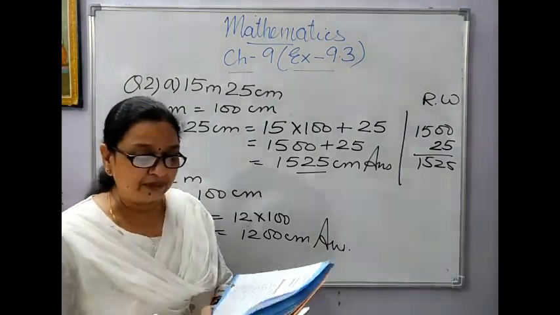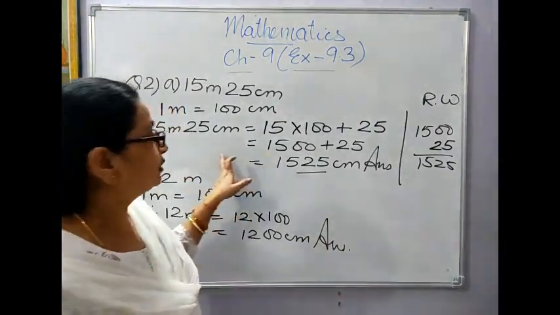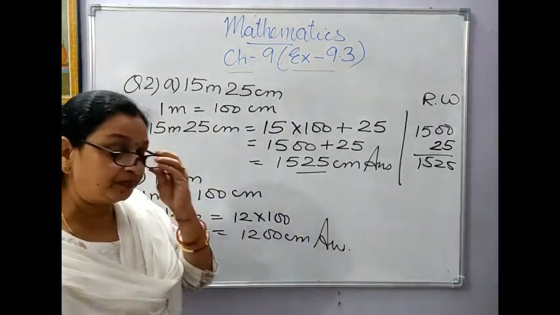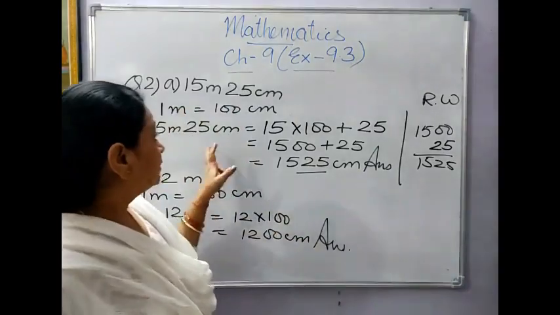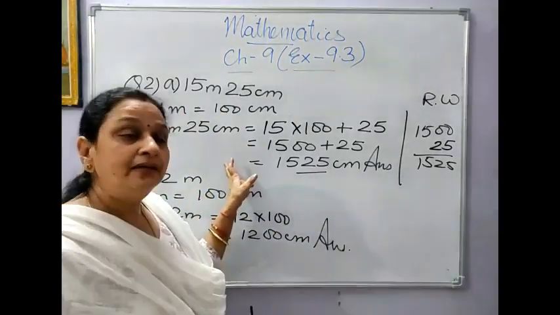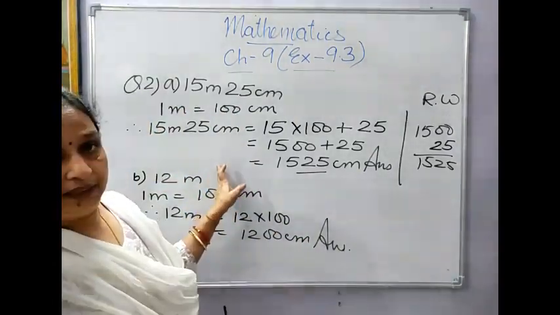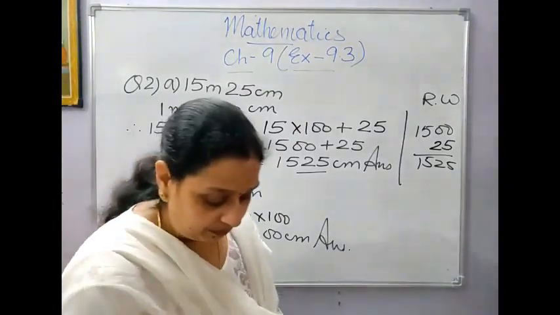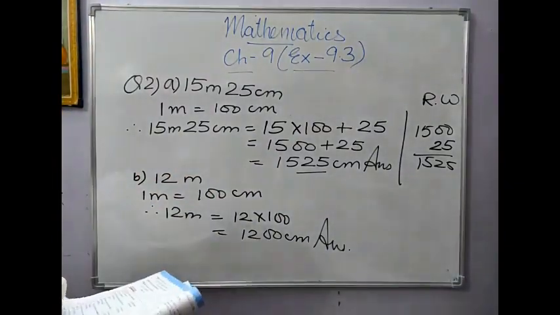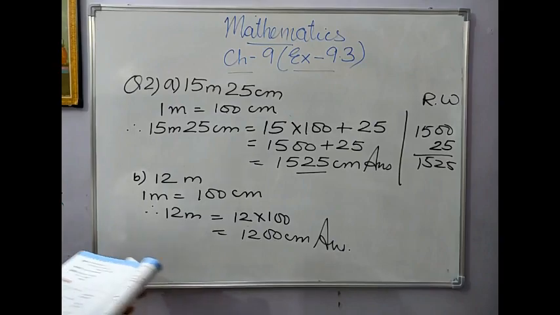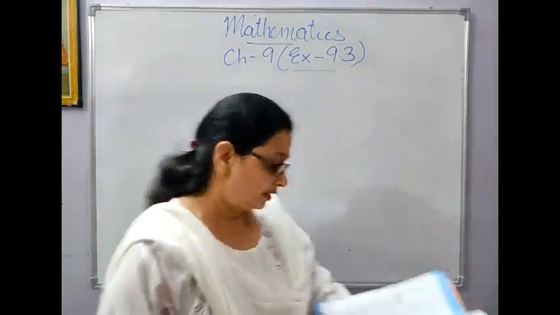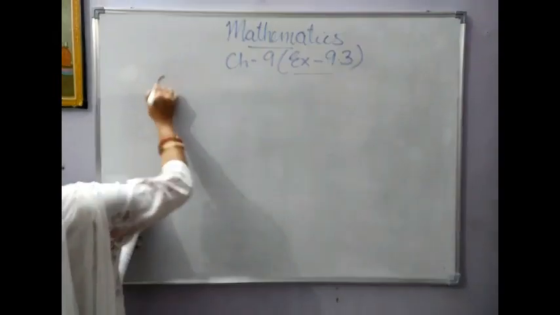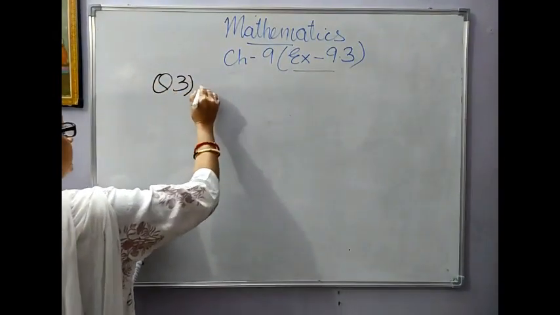In this, sum number B and D are similar to these sums. So children, please practice them. Then only you will come to know. Sum number B and D are similar to this sum number A. Now, you can have a look how to do it. In question number 3. Convert the following into milliliters.